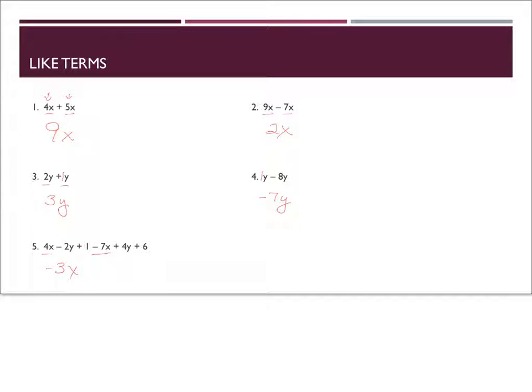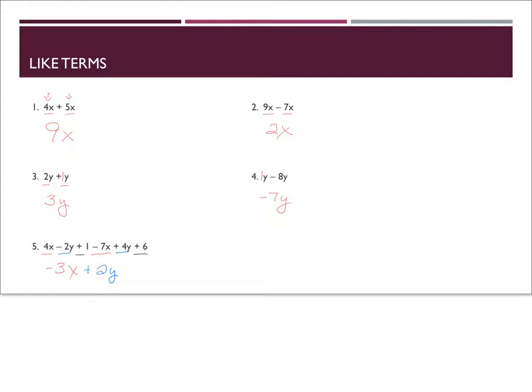Next, I have two terms that contain a y. The coefficients are negative 2 and positive 4. So negative 2 plus 4 leaves me with a positive 2. Keep the y. And then I have what I call my constants.